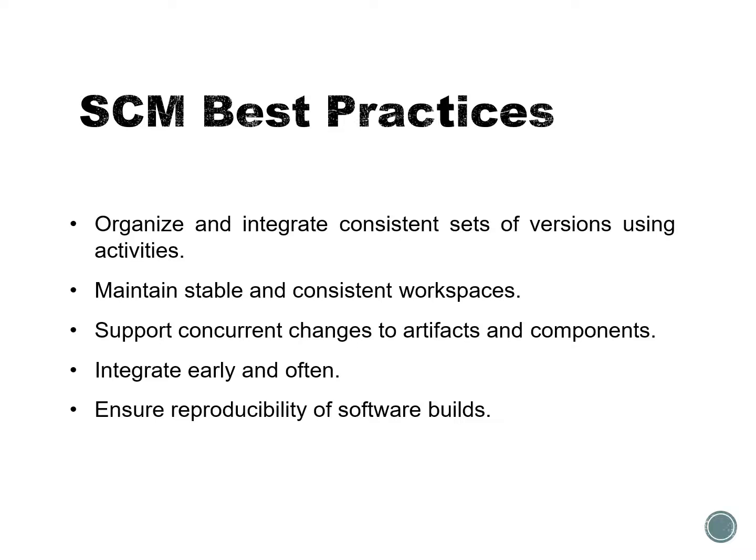Also, something like organize and integrate a consistent set of versions using activities, maintain stable and consistent workspaces, and so on and so on. Integrate early, do, for example, the continuous integration approach so that you don't have too many things to do at once or at the one branch merge activity, because otherwise it might descend into complete chaos because there are too many differences between the branches, and it's starting to look like it's actually two different products.